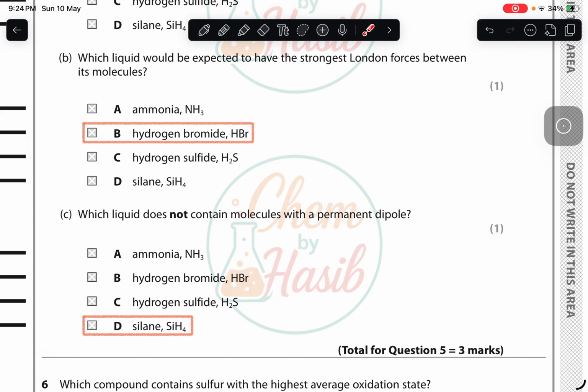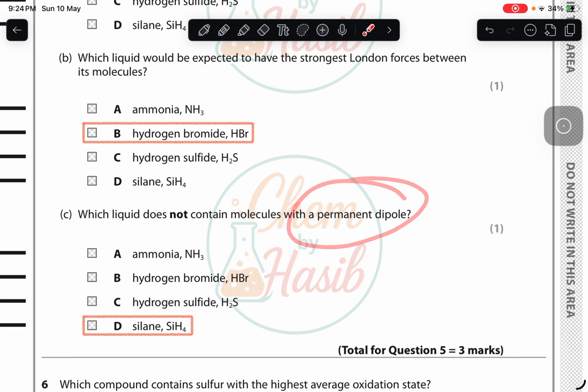So it says does not contain molecules with a permanent dipole. So it says molecules and not bonds. If the question was about bonds, then we have to check the data booklet and the electronegativity difference. But if it is about a molecule, you have to think about the overall polarity of the molecule, whether the overall dipole moment is there or not, right? So it's about overall permanent dipole.